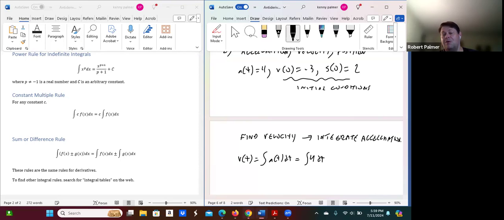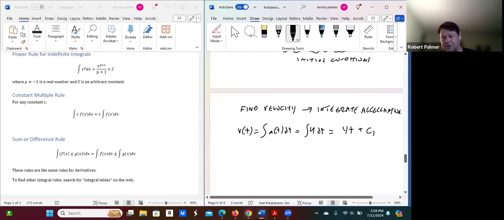Okay. And we know if we have just a constant, that antiderivative is going to be just 4 times t. Okay, so the variable is t, then it's going to be 4 times t plus, let me just call it c1. Okay, we have a constant here called c1. Okay, so 4t. That's our velocity.